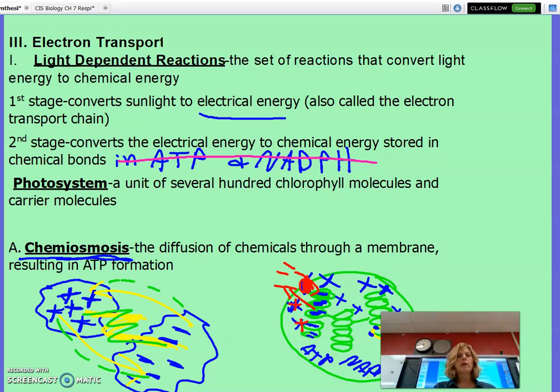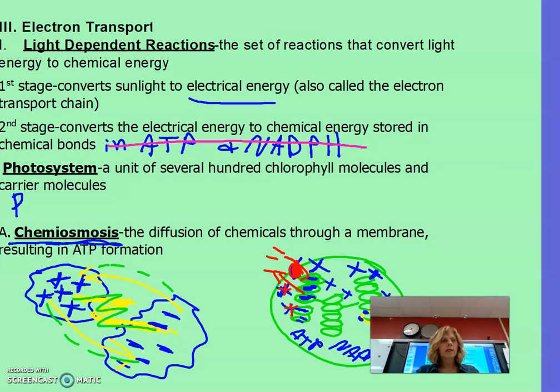So we talked about photosystem just a little bit. There's photosystem 1 and photosystem 2. A photosystem is just a bunch of chlorophyll molecules linked together, and then some carrier molecules and so forth. The first photosystem we really talk about is photosystem 2.